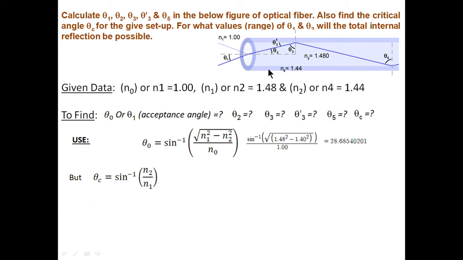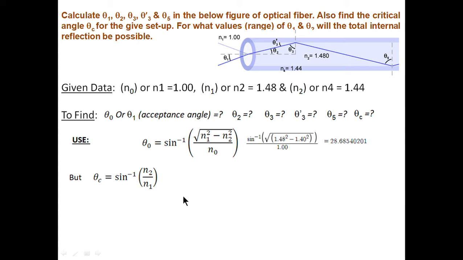So hence, any angle, that is this angle theta 3, greater than the critical angle, can only make sure that light gets back into the system and moves in a particular waveguide fashion. So you have to calculate that critical angle.